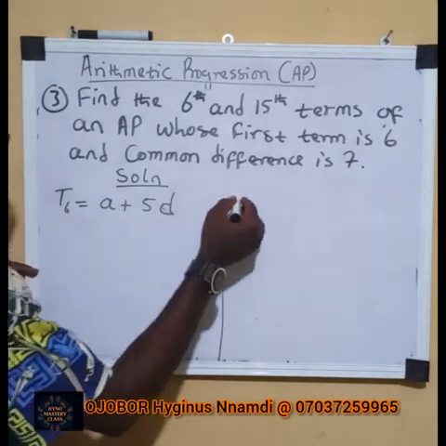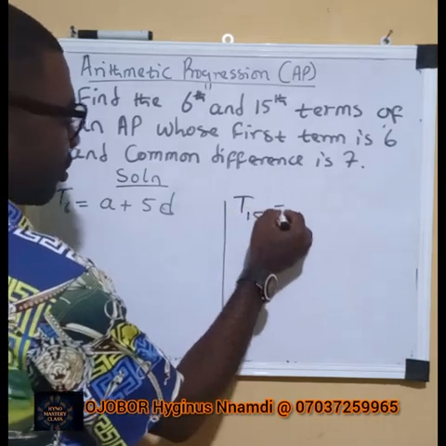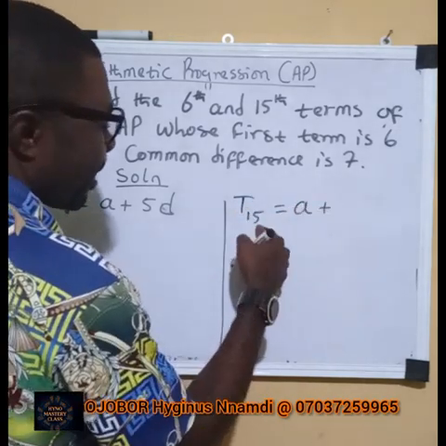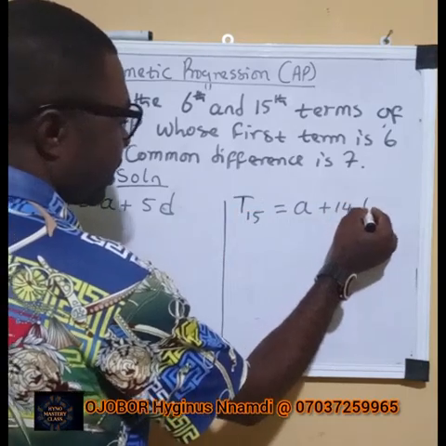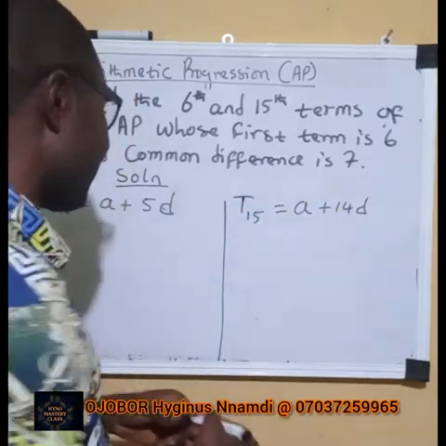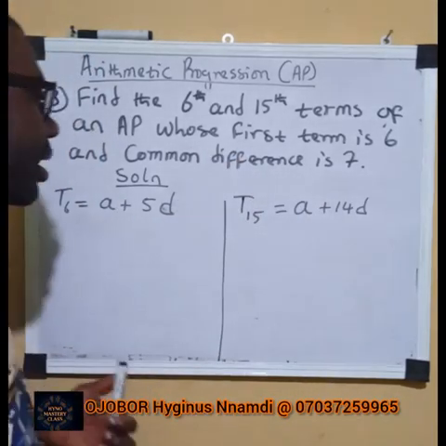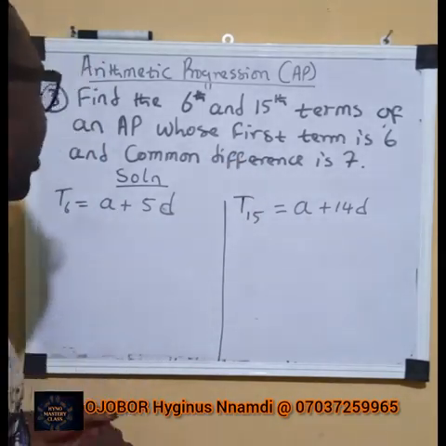The T15, of course, is now going to be a plus 1 less than 15, which is 14, then d. As simple as that. So we can just start this way. No need repeating the formula over and over again.